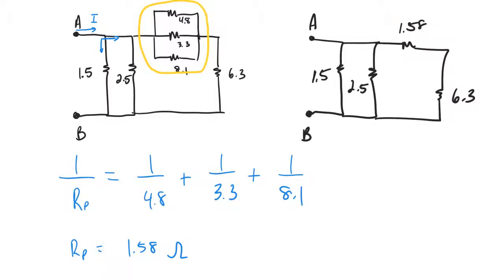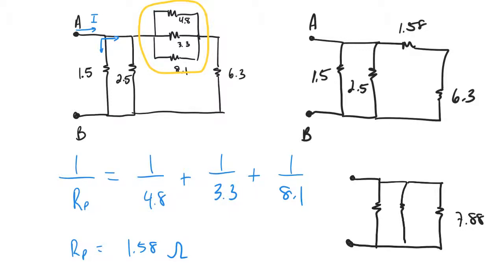Because they're in series, the math is simple. You don't need to show the work for that. Just sum them together in series. So 6.3 plus 1.58, 7.88. So my new circuit will look like this. 7.88, 1.5, and 2.5. So again, we've taken those 2 in series, I'll circle them in green, and replace them with 7.88.